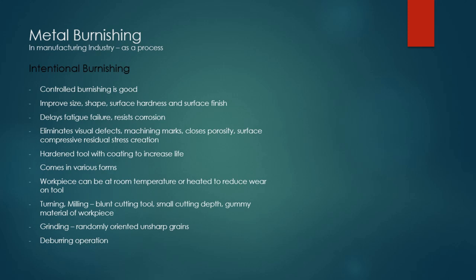Now this burnishing has several forms, like roller burnishing or ball burnishing, depending on what type of burnishing you're using. Again, the workpiece can be at a higher temperature or at room temperature. When it is at a higher temperature, the purpose is basically to reduce the wear of the tool, to have a longer lifespan of the tool. Why we need a longer lifespan of the tool, we will see in the advantages or disadvantages of burnishing.